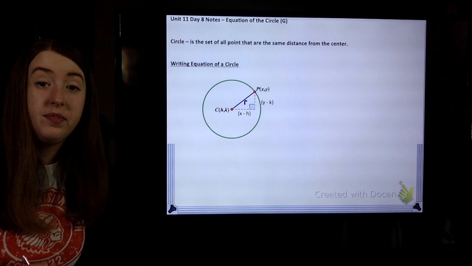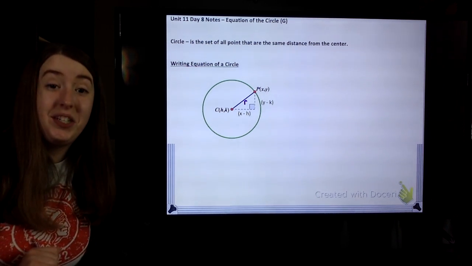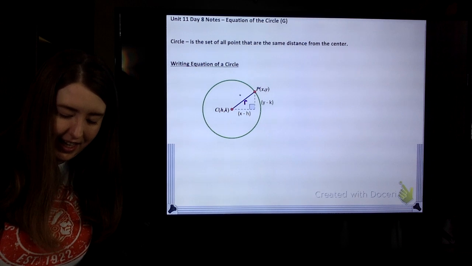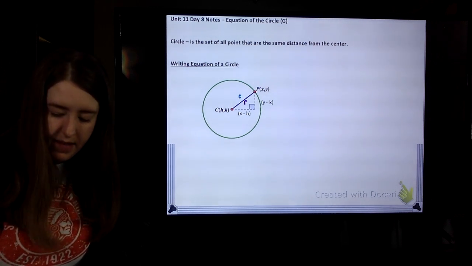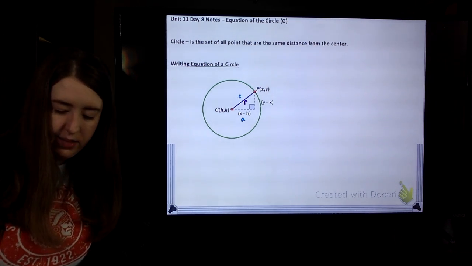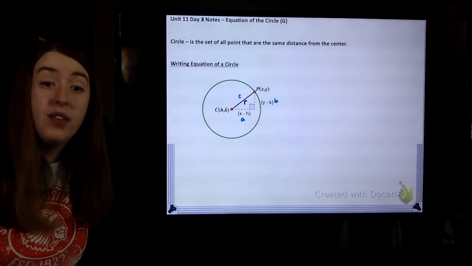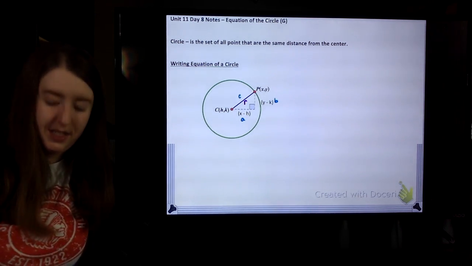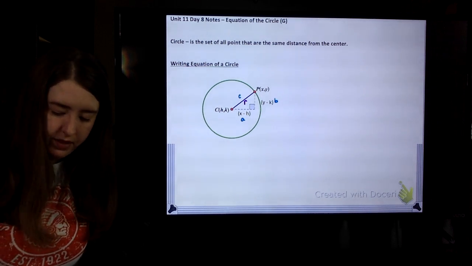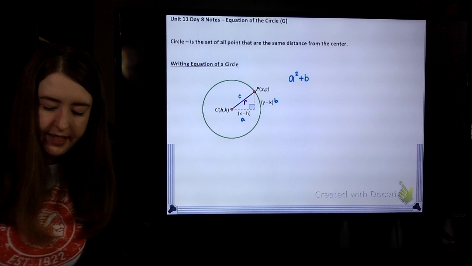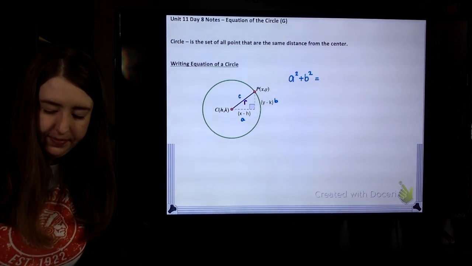Now, another thing I want to point out is that this is the radius of my circle. If we started to do the Pythagorean theorem, it would be the C of the Pythagorean theorem. And maybe this would be A and this would be B. So we have a right triangle right there, which means the Pythagorean theorem has to be true: A squared plus B squared equals C squared.